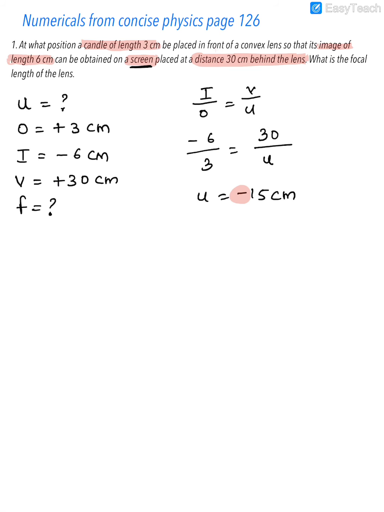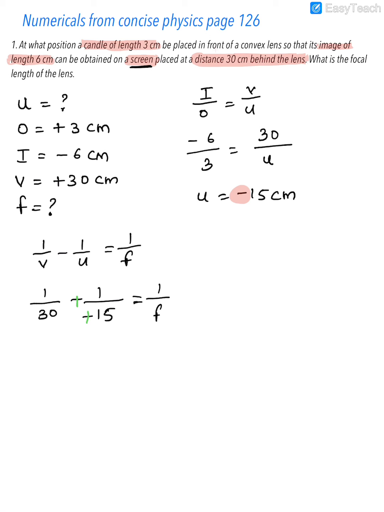And now we have to find out F. That is very simple. What's the formula that we'll use? 1 by V minus 1 by U is equal to 1 by F. So 1 by V here is 1 upon 30 minus 1 upon U, which is minus 15, is equal to 1 upon F. Guys, to keep it simple, we are going to cancel this minus and minus, so it becomes plus here itself.